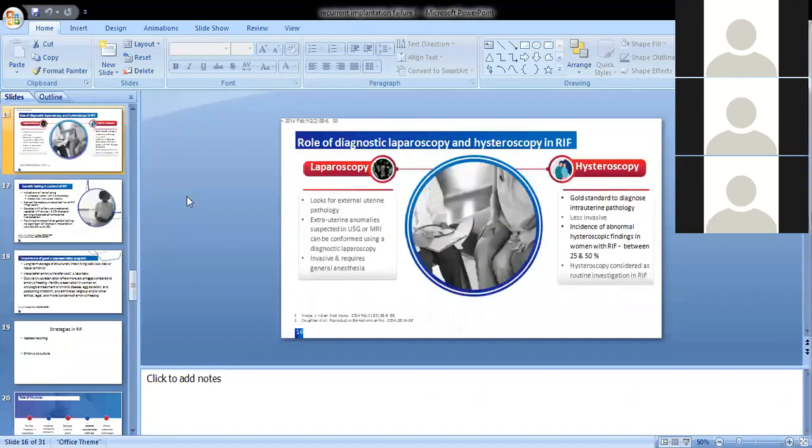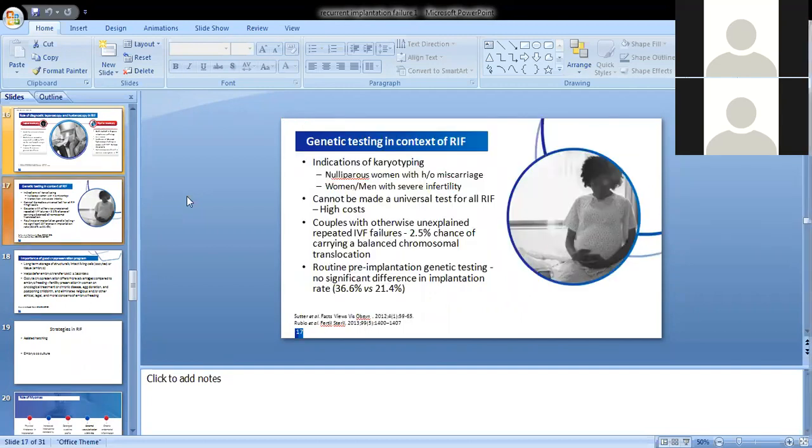And one thing about hysteroscopy, you have to remember that only diagnostic hysteroscopy will not help the patient. So if there is any problem like polyp, septa, and adhesion, it needs correction at the same sitting. Now, genetic testing, the role of genetic testing in the context of recurrent implantation failure. It is indicated in nulliparous women with a history of miscarriages, or women or men with severe infertility. It cannot be made a universal test for all recurrent implantation failure because of high cost. Coupled with otherwise unexplained repeated IVF failures, there is a 2.5% chance of carrying a balanced chromosomal translocation.